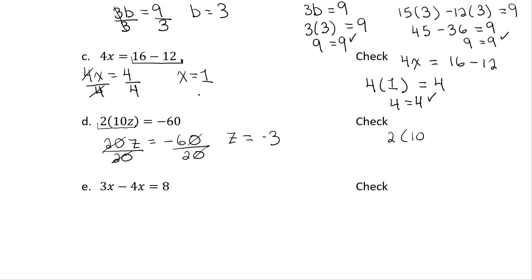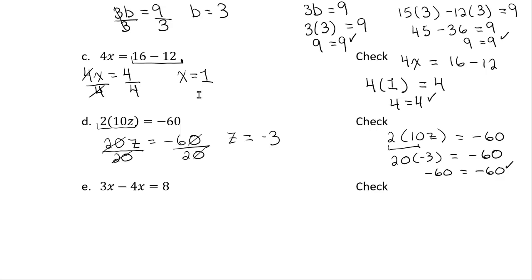And so now I'll go ahead and do my checking. 10z equals negative 60. I think this one, I'm inclined to go ahead and combine these and get my 20, and then put my parentheses. And then I'll go ahead and put my answer in, which is negative 3. And sure enough, I get negative 60 equals negative 60.